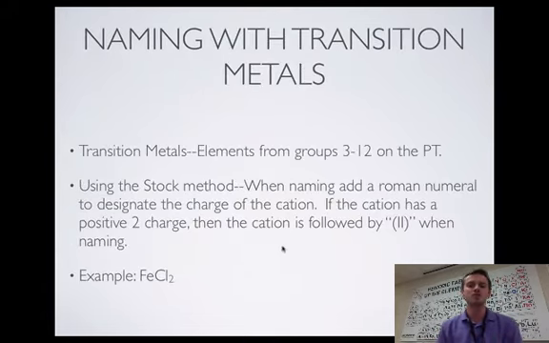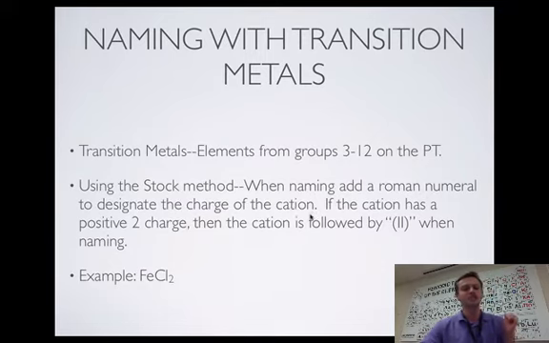What about naming with transition metals? So transition metals on my lovely periodic table behind me are the elements from groups or the columns 3 through 12. Okay, so it's groups 3 through 12 on the periodic table. So we're going to use the Stock method. Stock is just the name of the chemist that came up with this method or this convention for naming. When naming, add a Roman numeral to designate the charge of the cation.